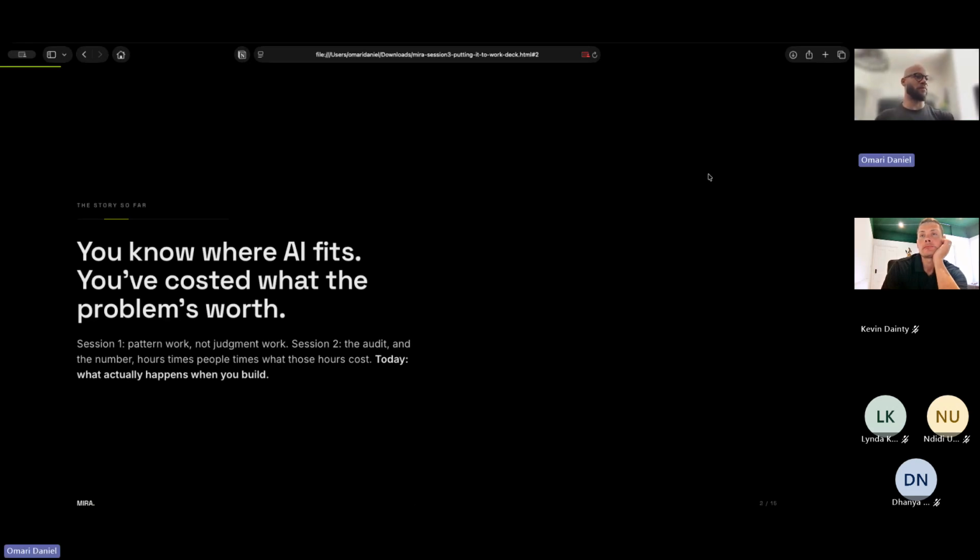So the story so far, if you've been coming to the course: you know where AI fits. You've costed what the problem is worth. Session 1 was pattern work, not judgment work. Session 2 covered the audit, the numbers and hours that people spend on tasks. And today we're going to look at what actually happens when you build.